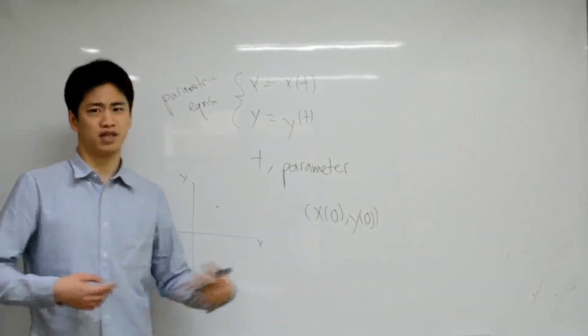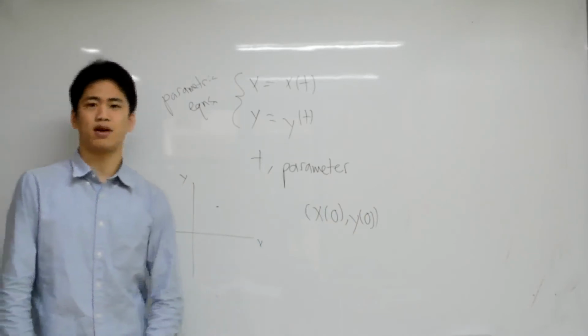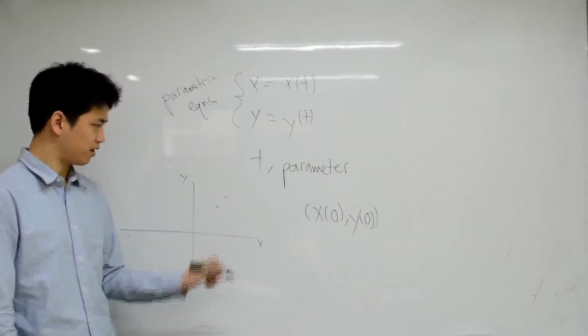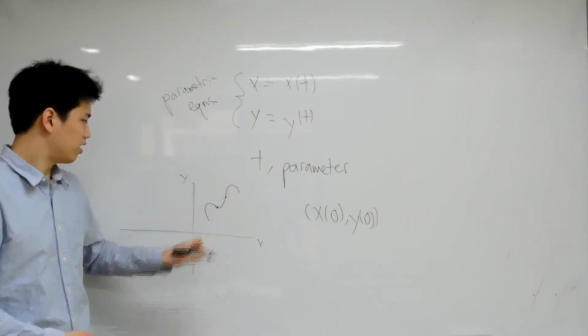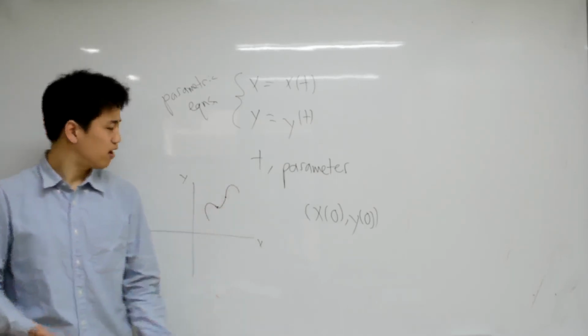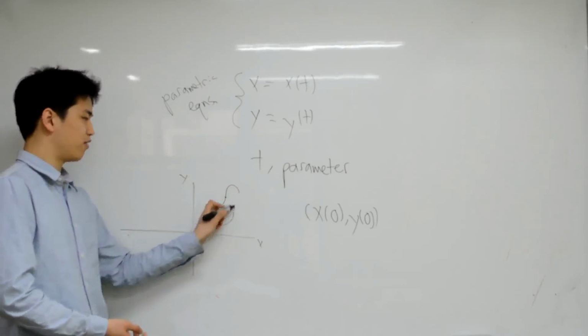Then plug in, for example, t equals 1, etc. And you'll get the point x1, y1, which is another point. And do this for all points, and it might trace some kind of graph. And this will be the graph of this relation.